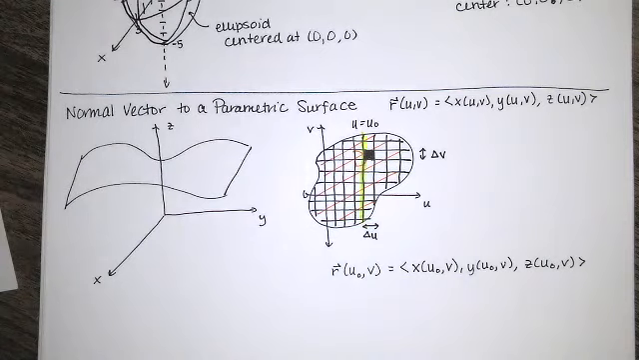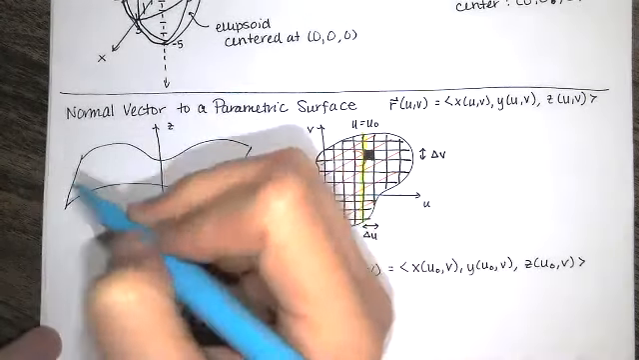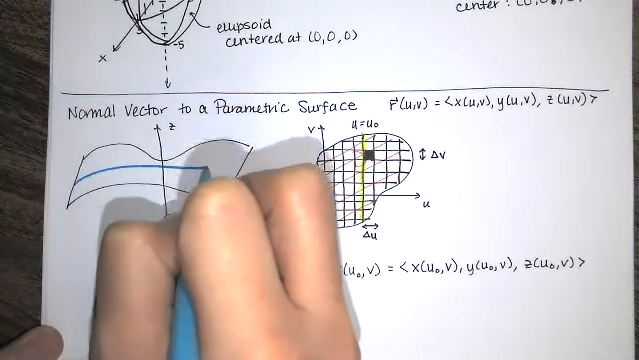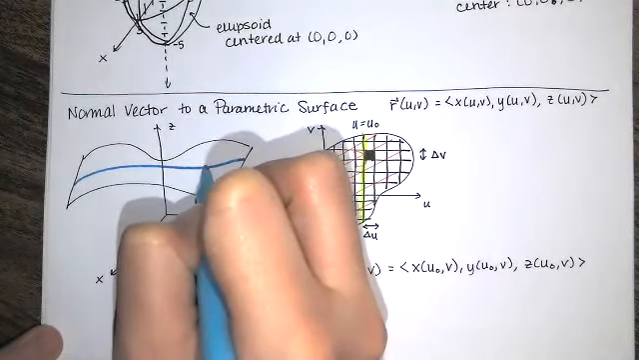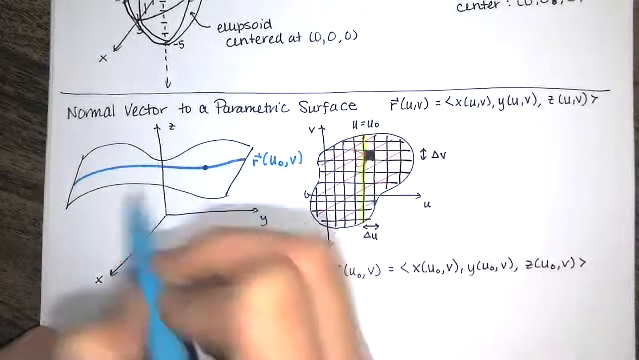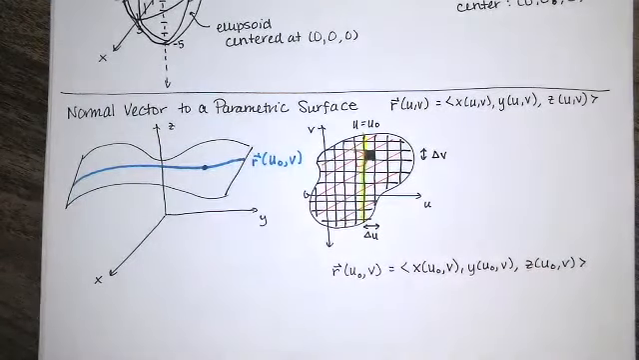If u is equal to u naught, we might get a curve that looks like this. This is r of u naught and v. As v goes through a range of values, we get this curve on the surface.